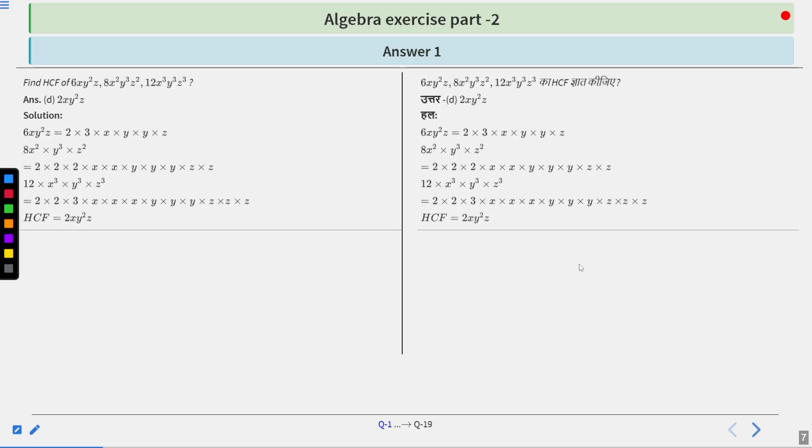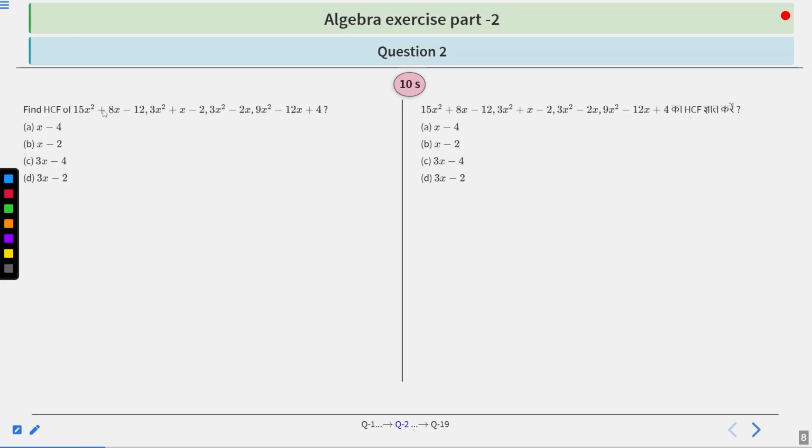We have to find the HCF. So the HCF is 2xy square z, because 2, x, y square and z are the variables and the constant which are present in the factors of the given algebraic expressions. So option D, 2xy square z, is the correct answer.